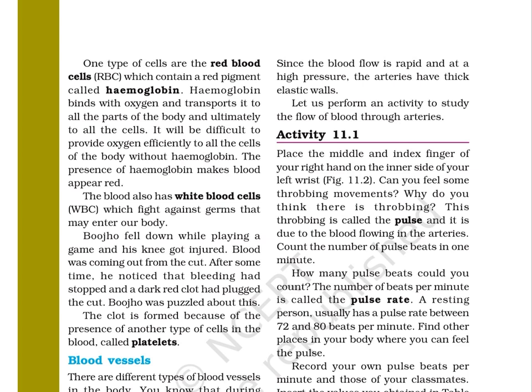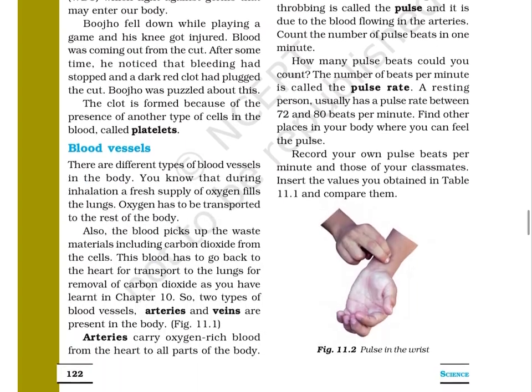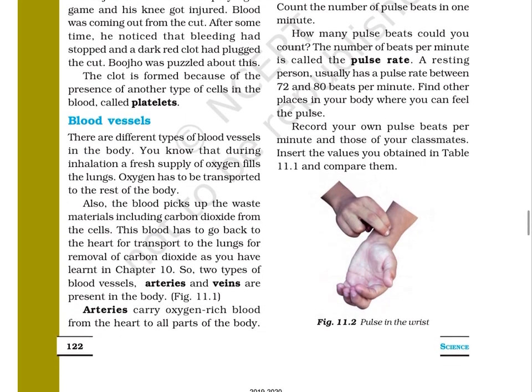Bojo fell down while playing a game and his knee got injured. Blood was coming out from the cut. After some time, he noticed that bleeding had stopped and a dark red clot had plugged the cut. Bojo was puzzled about this. The clot is formed because of the presence of another type of cells in the blood called platelets.